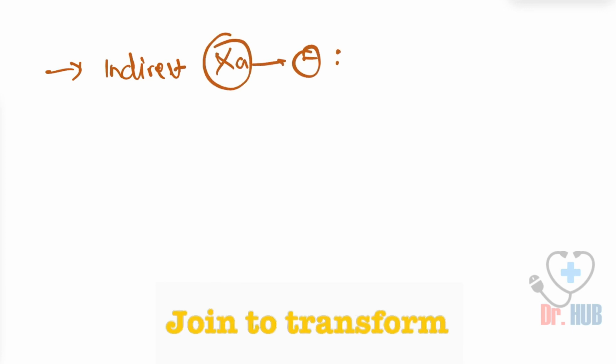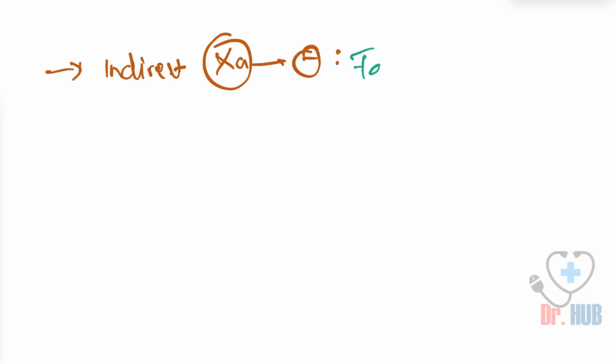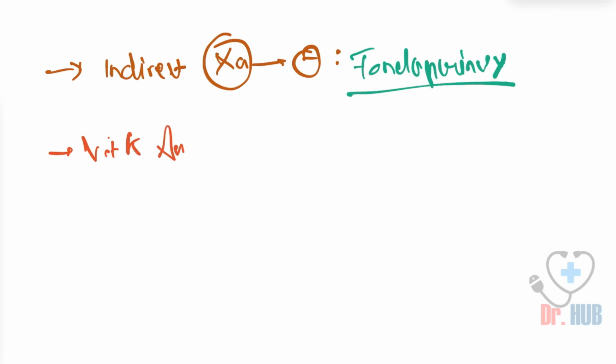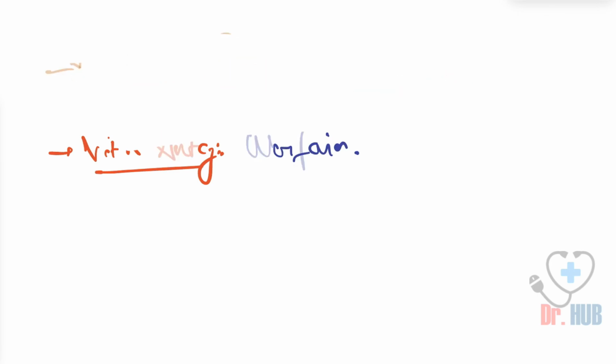Now we'll be answering our questions. The first question we asked was, what are the indirect factor 10A inhibitors? Indirect factor 10A inhibitors include the fondaparinux. The other question we asked was, what is a vitamin K antagonist? The vitamin K antagonist is nothing but the warfarin.